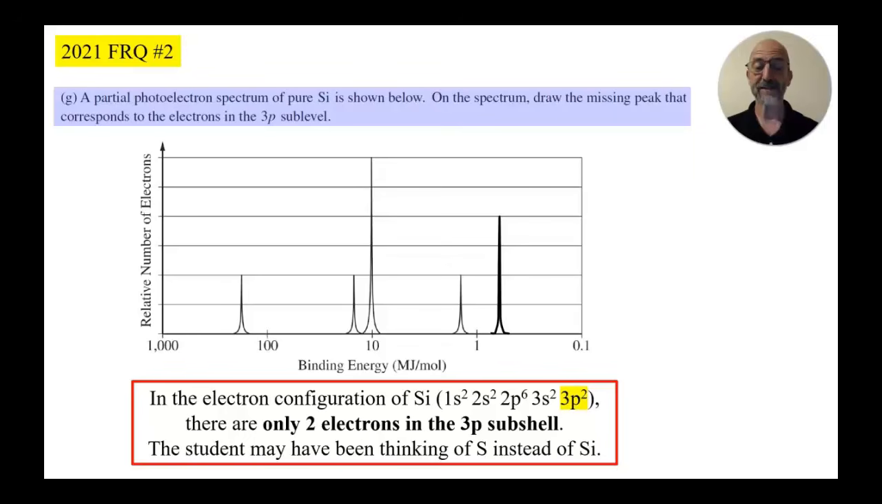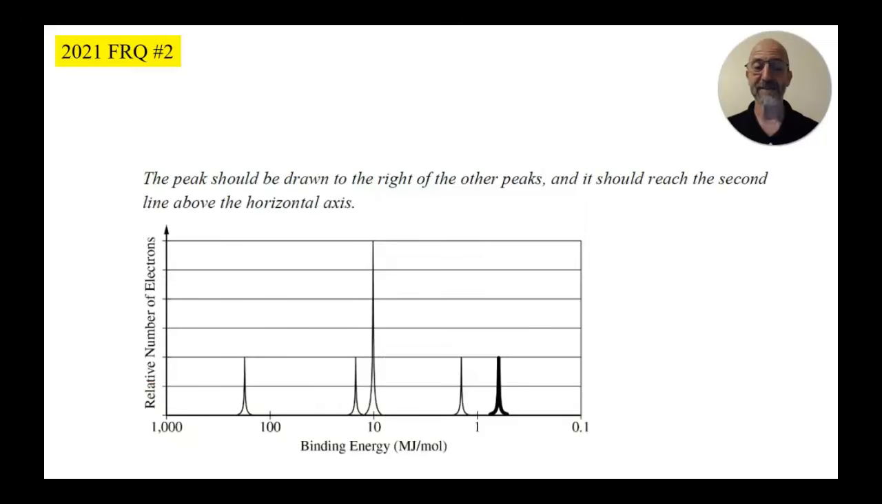So the correct answer is that that peak, which is located on the far right side of the diagram, looks more like this. So again, it should be 3p2. That peak should be drawn to the right of the other peaks, but it should reach the second line, indicating that that would be 3p2, not 3p4. So this is the correct answer to that question.